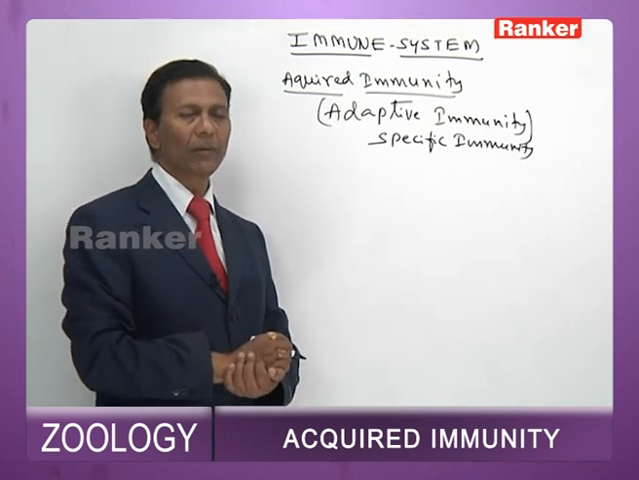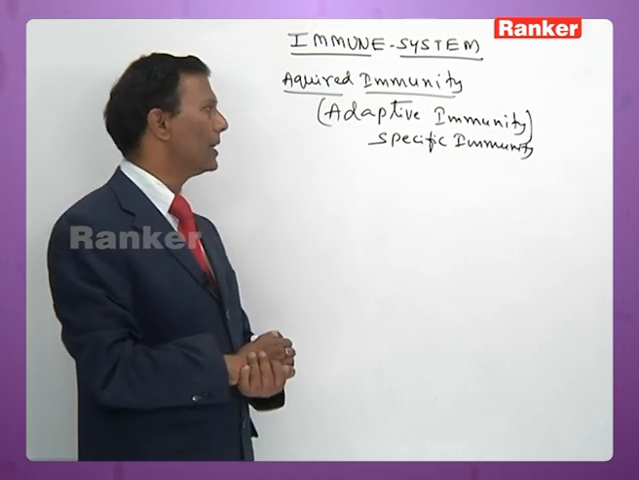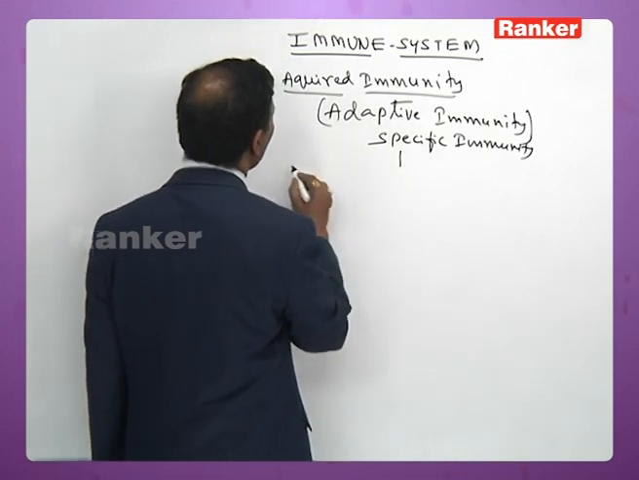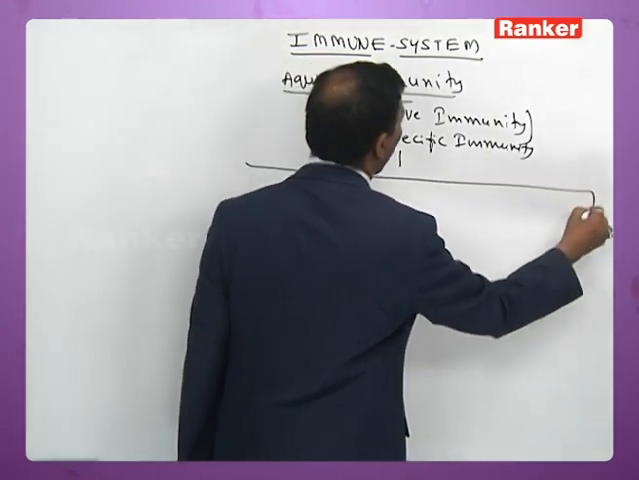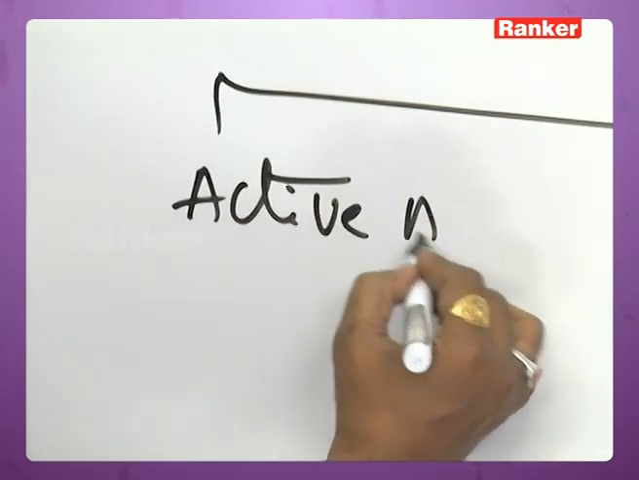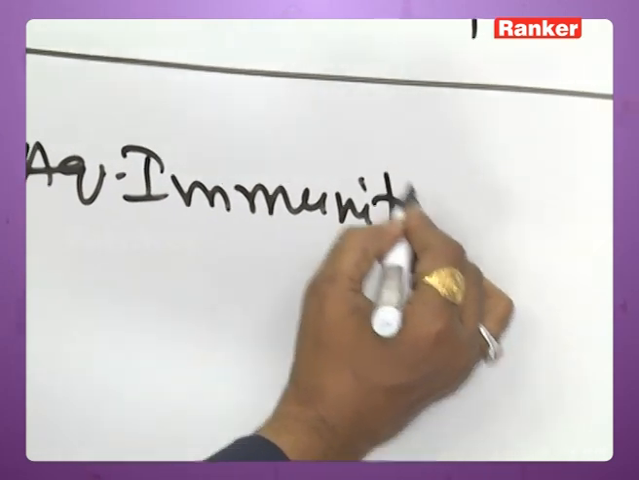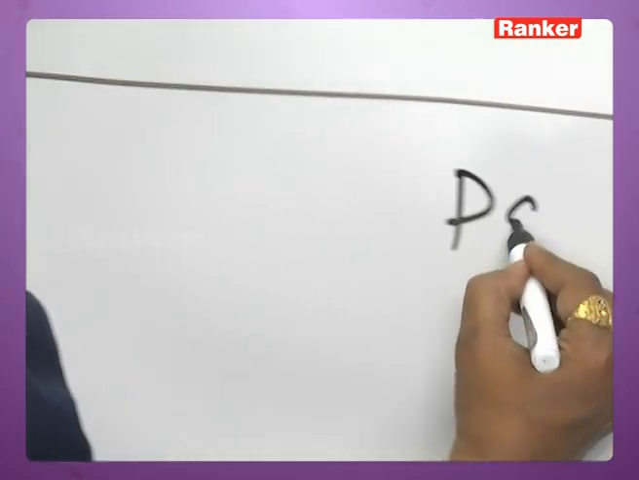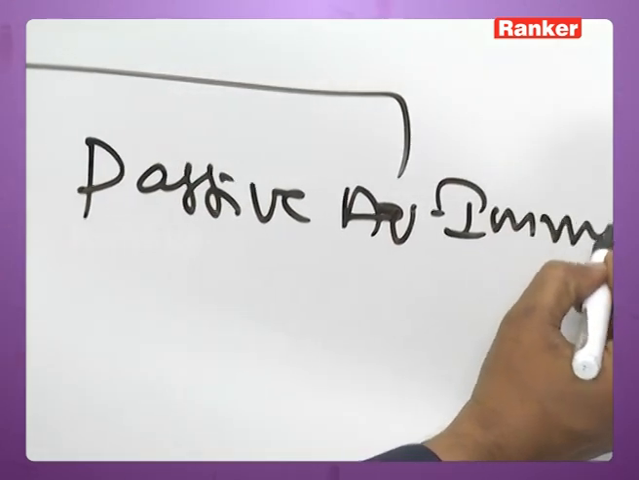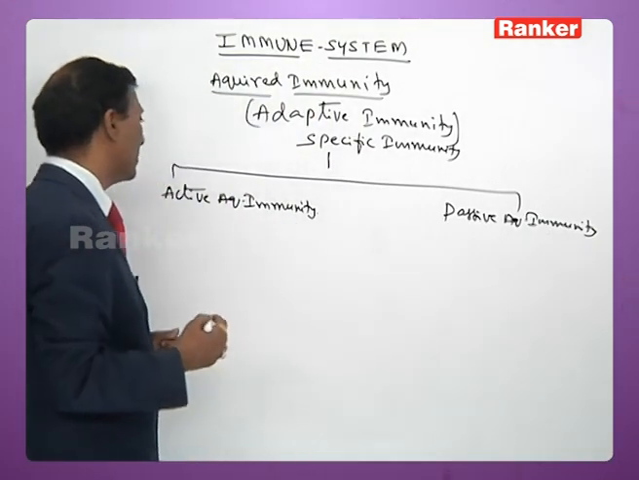Compared to the previous one that you have learned, innate immunity is non-specific immunity, whereas acquired immunity is known as specific immunity. Now this acquired immunity is in turn divided into two types: active acquired immunity and passive acquired immunity.